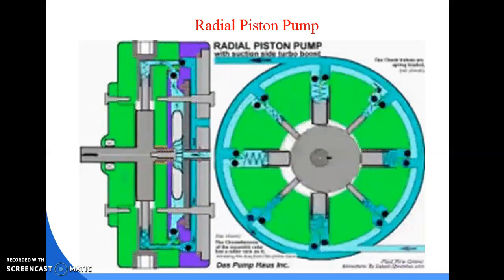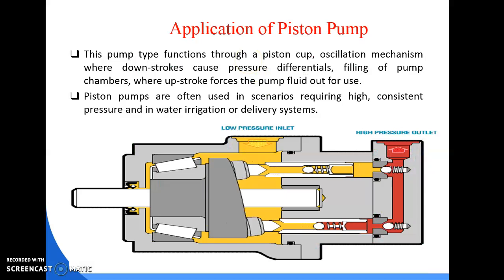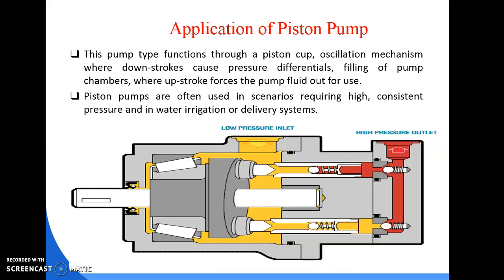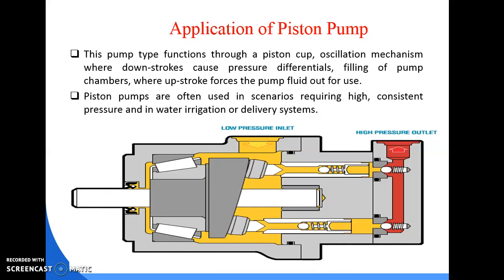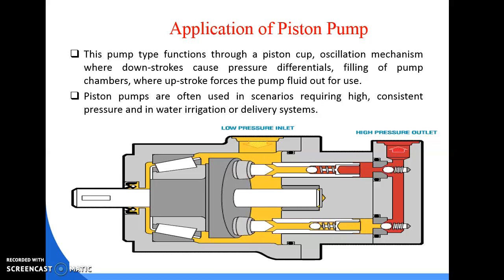color symbol shows that it is a low pressure liquid. There are some other applications of piston pumps, and as shown in the figure, we are going to see the piston pump's main function through a piston cup mechanism, where downstrokes cause a pressure differential, filling the pump chambers, and the upstroke forces the liquid out for use.